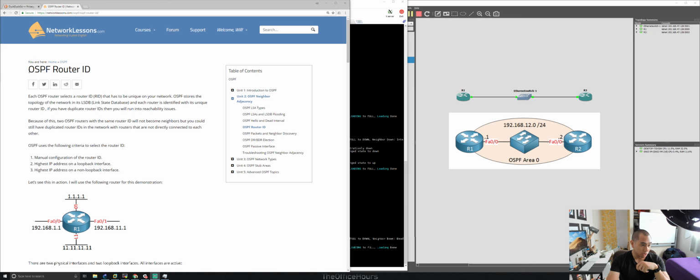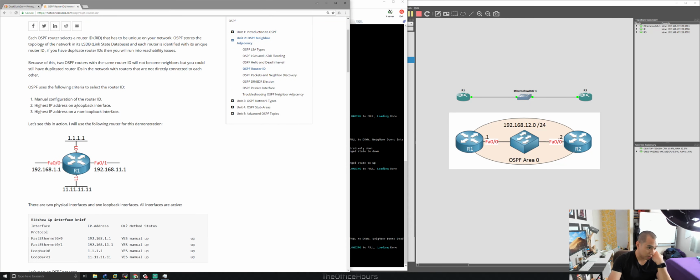So we're going to be doing OSPF Router ID for NetworkLessons.com. Each OSPF router selects a router ID that has to be unique on your network. OSPF stores the topology of the network in its link state database, and each router is identified with its unique router ID. If you have duplicate router IDs, then you'll run into reachability issues. Because of this, two OSPF routers with the same router ID will not become neighbors, but you could still have duplicate router IDs in the network with routers that are not directly connected to each other.